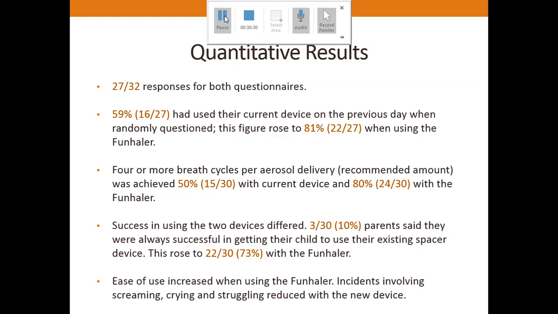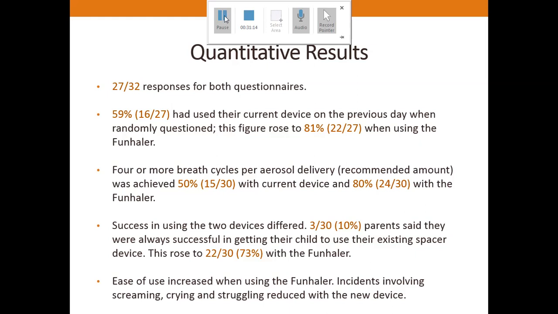Okay. And they also said that when they were using the standard or the small volume spacer, so the Breath-A-Tech, only 3 out of 30 parents said that they were always successful, whereas this then rose massively to 22 parents, sorry. So 22 parents, 73% with the Funhaler. So there was a massive difference in parents saying that they were always successful in getting the child to take their medicine. Okay.